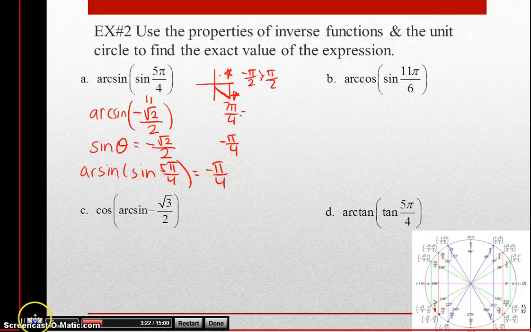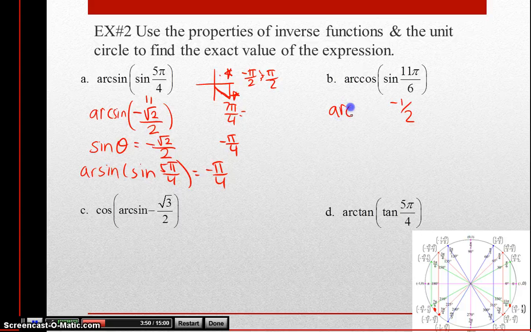The next example we want to find is the arccosine of the sine of 11 pi over 6. So what we want to do is find what the sine of 11 pi over 6 is. We go to our unit circle, and it's right here. So if we look at our y-coordinates, it's going to be negative 1/2 for the sine of 11 pi over 6. So we want to find the arccosine of negative 1/2.